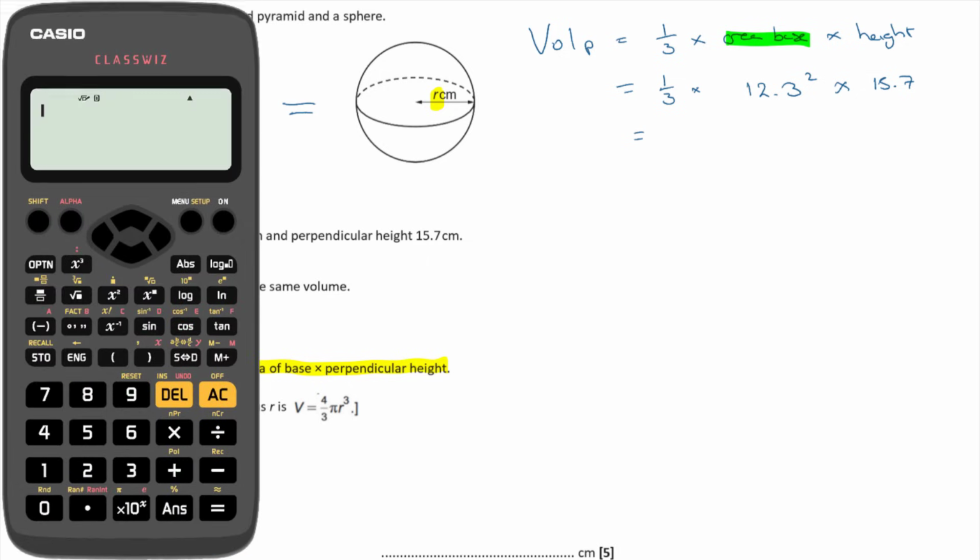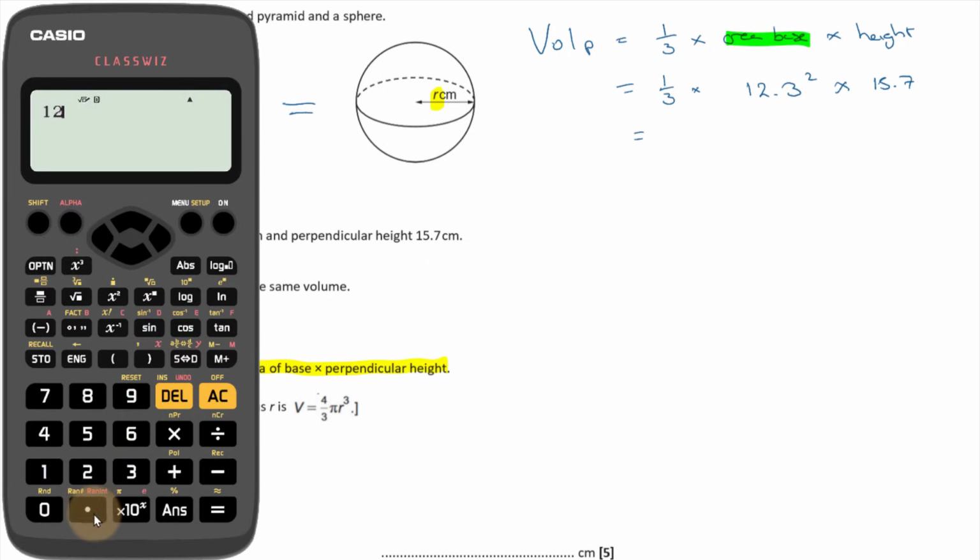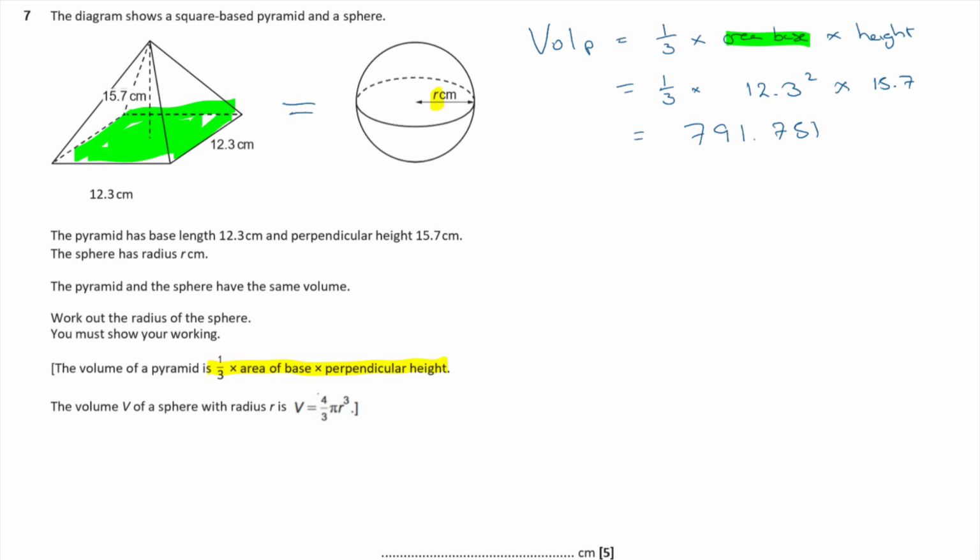So 1/3, I'm just going to divide everything by 3 at the end, I think. So 12.3 squared times 15.7 divided by 3, and that comes out to be 791.751. Okay, and then what we're going to do now, so now we need to work out the volume, well, the radius of the sphere, don't we?